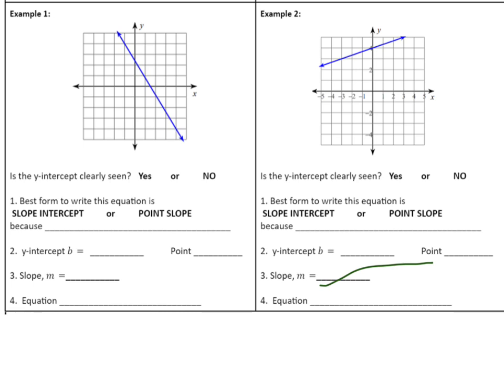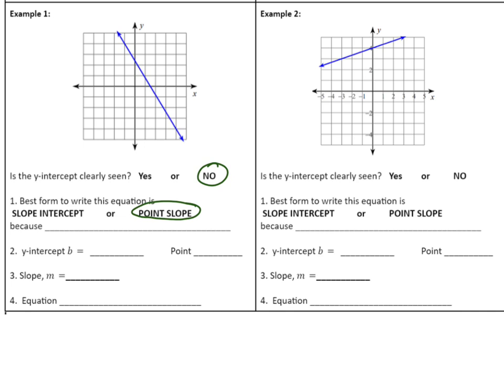The first thing we do, if it's asking us to write an equation, is look at the graph and ask, can we see the y-intercept? I see my y-intercept right here, and it's not at a pretty point. So mentally, I'm checking no. That y-intercept is not easily seen. And since it isn't easily seen, it's best to write this equation in point-slope form, where we just identify one point and the slope, and not slope-intercept.